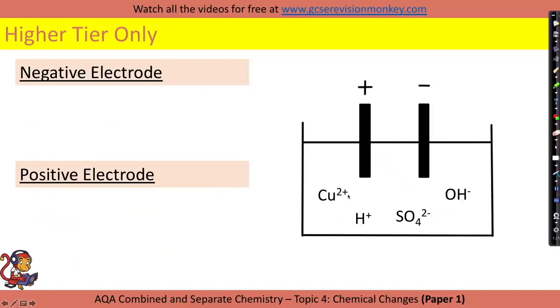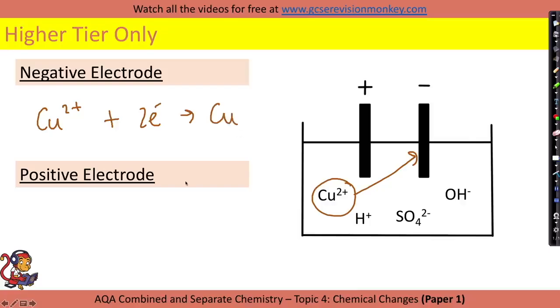And for the next example, at the negative electrode, we said because it's less reactive, copper goes there. So copper ions need to gain back 2 electrons and turn into copper atoms. And at the positive electrode, this is the difficult one, because the hydroxide turns into oxygen, but you've got to sort out where that H goes.